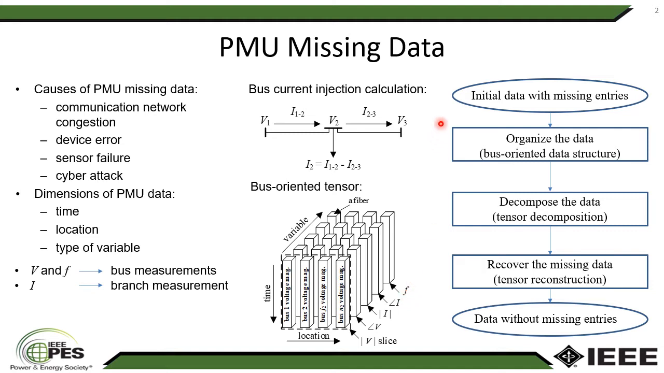The bus-oriented tensor is used in the following algorithm to recover missing data. So we first decompose the data, and then we use tensor reconstruction to recover missing data.